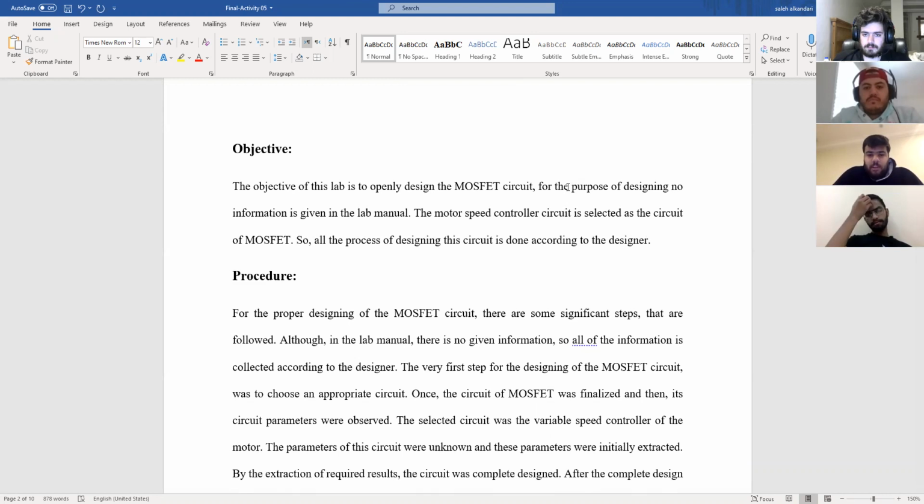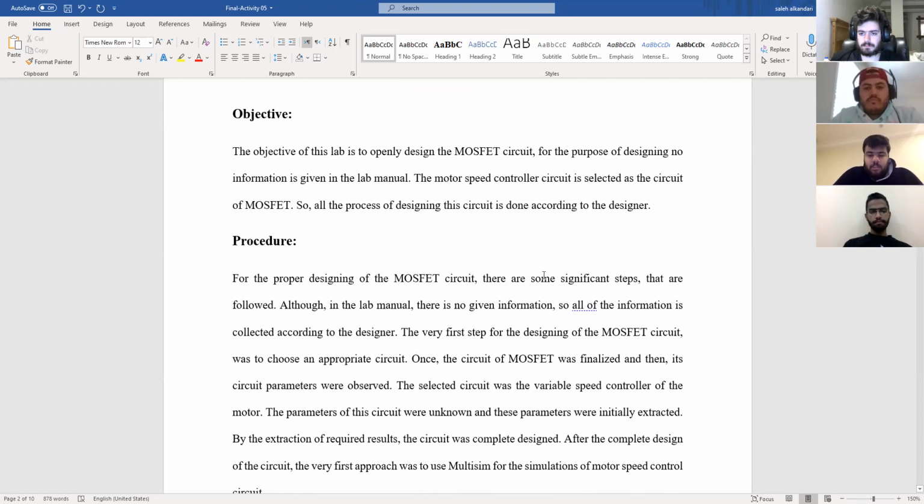The objective of the lab is to openly design the MOSFET circuit. For the purpose of designing, no information is given in the lab. The motor speed control circuit is selected as the MOSFET circuit. So all the process of designing in this circuit is done according to the designer.